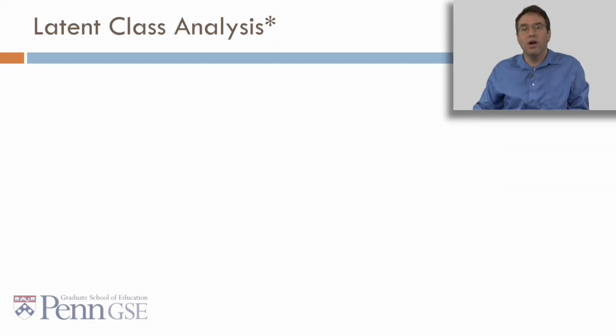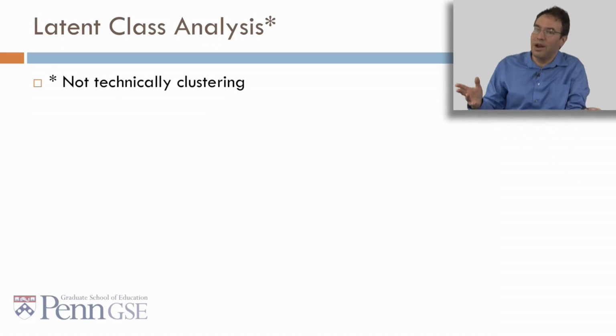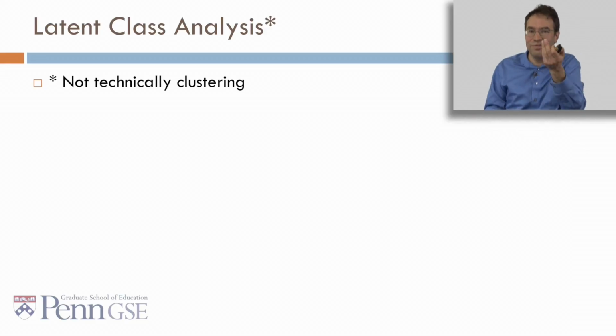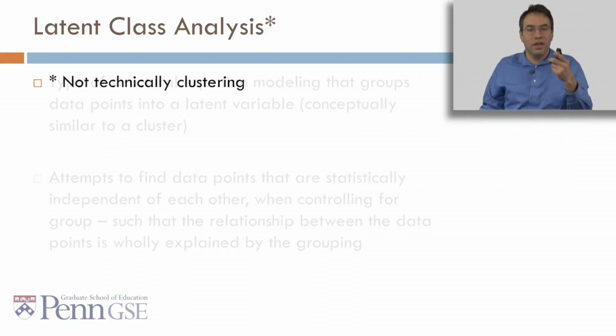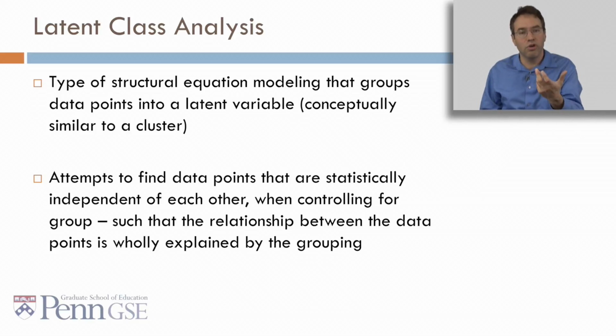So finally today, we'll talk about latent class analysis, which is technically not actually clustering, but I kind of wanted to talk about it in the class, and it's very close to clustering. In latent class analysis, you're doing a type of structural equation modeling that groups data points into a latent variable, which is conceptually really similar to a cluster. It attempts to find data points that are statistically independent of each other when controlling for the group, which is to say that the relationship between the data points in a group is wholly explained by their grouping. And that's in a statistical dependence sense.